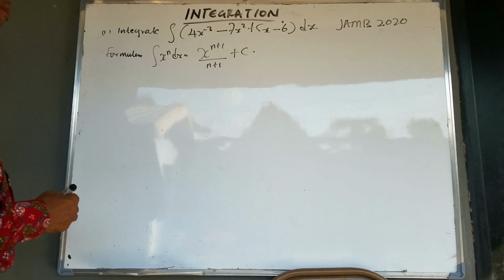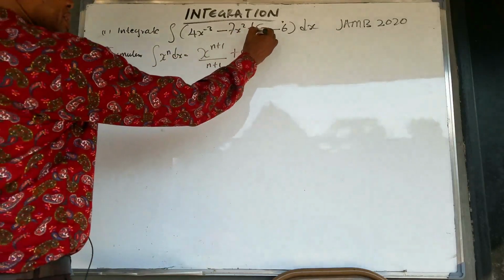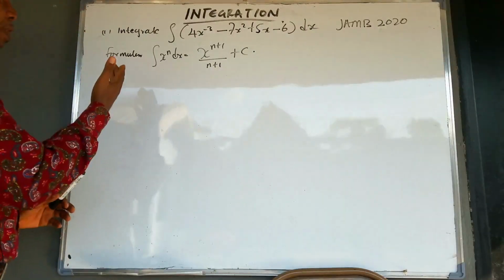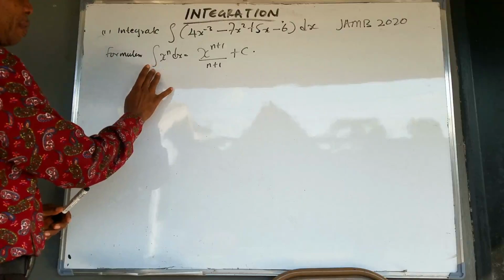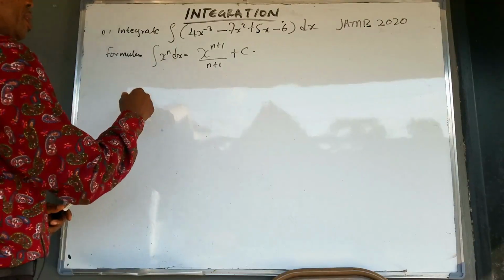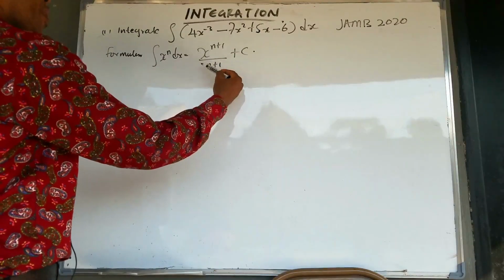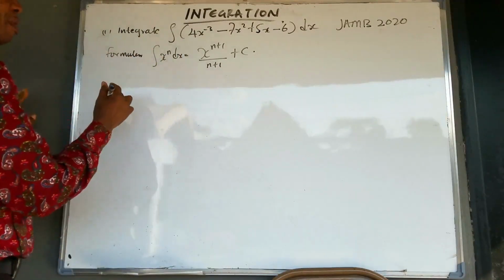The integral of 4x to the power minus 3, minus 3x to the power 2, plus 5x, minus 6, with respect to x. So we're asked to integrate this. Now we have the formula for it. The integral of x to the power n dx is x to the power n plus 1 over n plus 1, plus c. That's the formula for solving it. This is the simplest of them all.